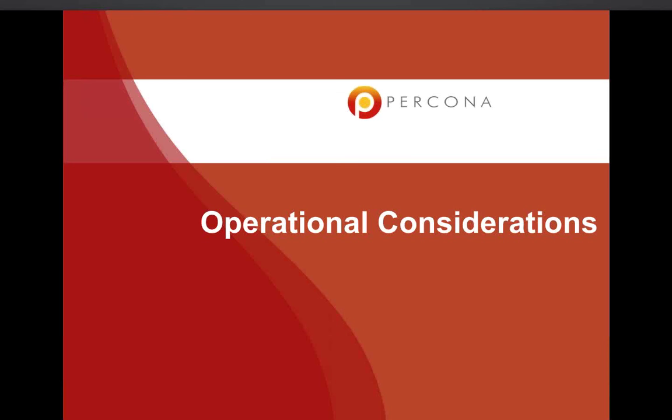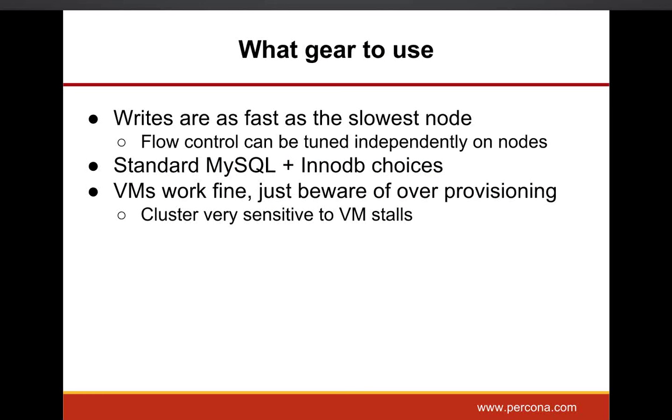Writes are, remember, as fast as the slowest node in the cluster. So if you do put a junker node in the cluster, realize that it can affect all of the nodes in the cluster for write performance. You can tune that flow control, that replication feedback loop that I talked about, independently on every node. And I've seen people do that where they have one node that they use for backups. They tune the flow control really high so it's tolerant. But there still could be some circumstances where that's problematic.